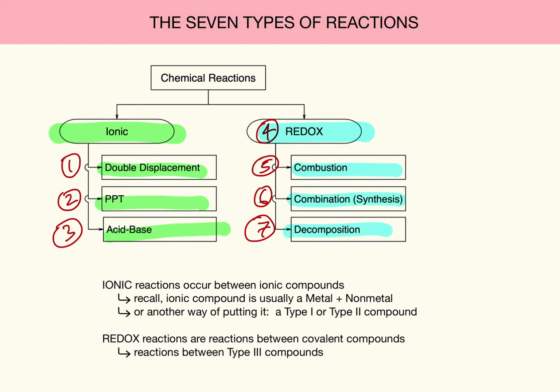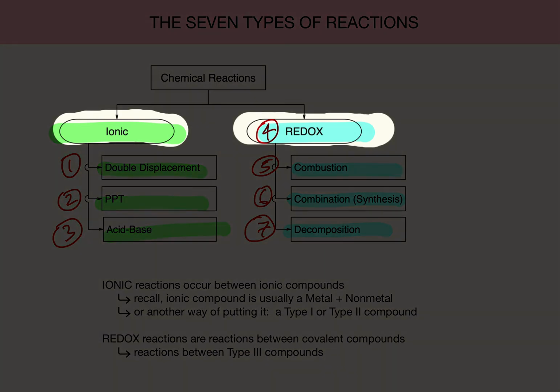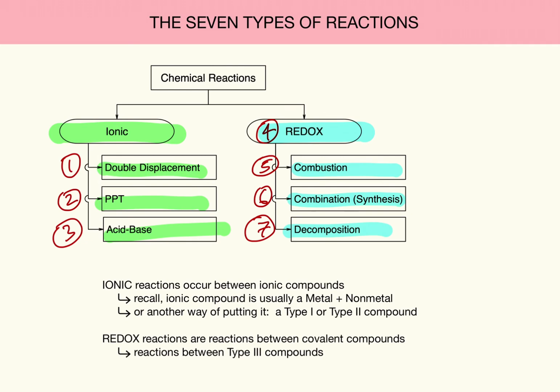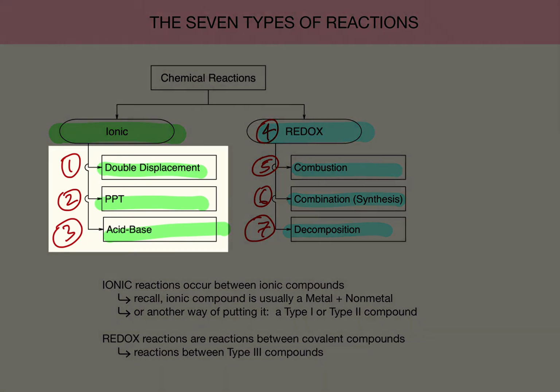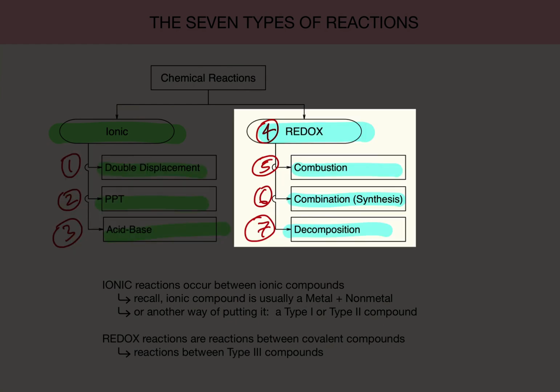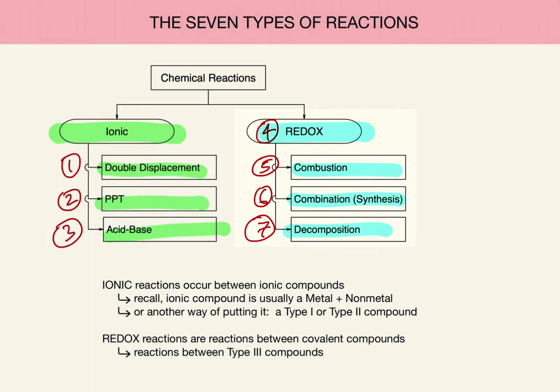So my recommendation is, when you're trying to classify a chemical reaction, the first thing I recommend you do is figure out which of the 2 major classes that chemical falls into. And then it'll be much easier to figure out which of the subcategories it belongs to. If it's an ionic reaction, you're going to have 3 choices on an exam. On the other hand, if you can classify it as a redox reaction, there's only 4 classification choices.